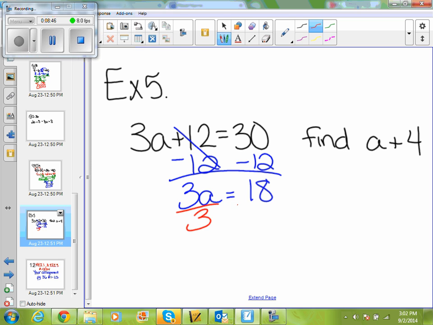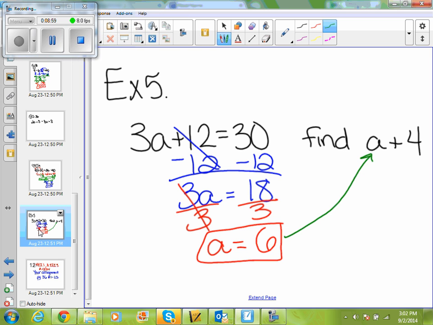Okay. Now how do I finish solving this for a? Divided by 3. 18 divided by 3 is 6. So I know that a equals 6. But what it wanted me to find was a plus 4. So I'm going to plug in that 6 for a, so I end up with 6 plus 4. And 6 plus 4 is 10.